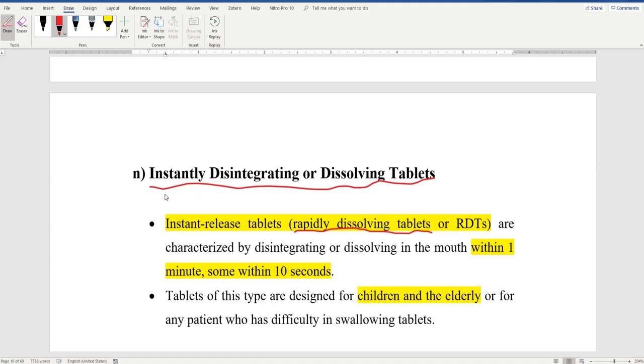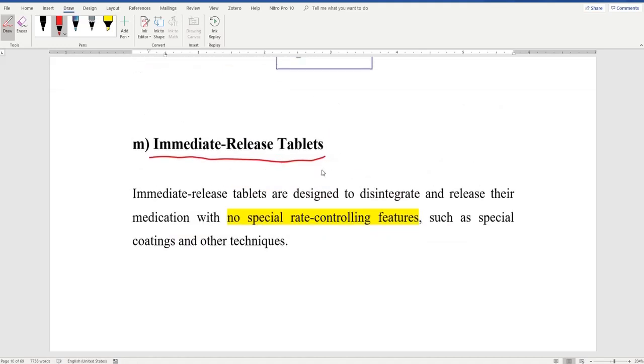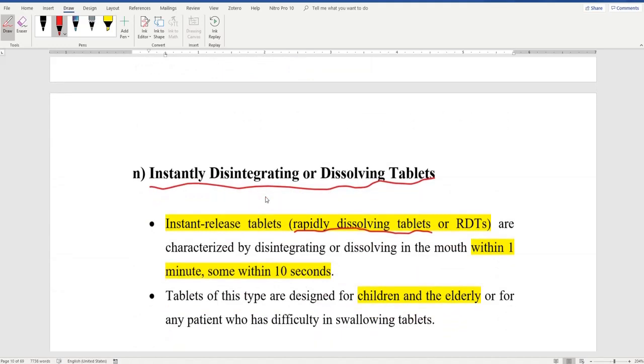Number two, the instantly disintegrating or dissolving tablets. They are oral dispersible tablets, meaning you do not swallow them intact like the immediate release tablets. No, you put them on your tongue and they will disintegrate and dissolve on the tongue. They absorb the saliva and dissolve very quickly. That's why they refer to them as oral dispersible tablets.